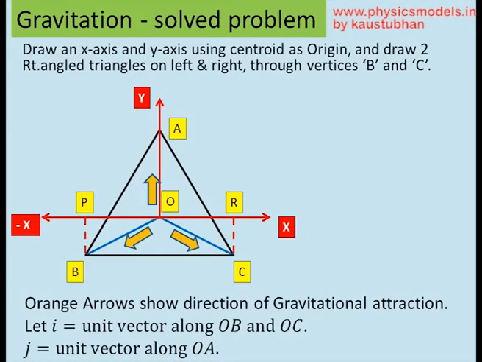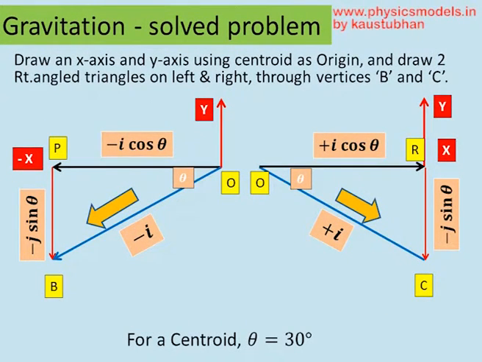So let i be the unit vector along OB and OC and j the unit vector along OA. If you draw the triangle in a more expanded manner, we can see that OB is minus i because it's downwards and sideways on the other side, and the vertical is minus j sin theta because it's below the origin, and the horizontal portion OP is minus i cos theta because it's on the left hand side of the origin. Similarly, for the right hand triangle, you get plus i cos theta, which is on the right hand side of the origin, but minus j sin theta remains.